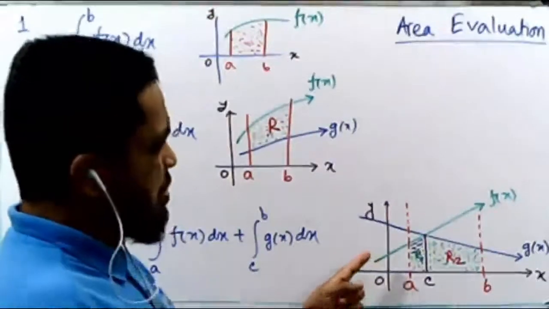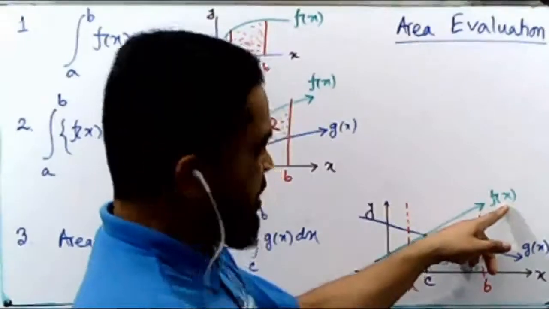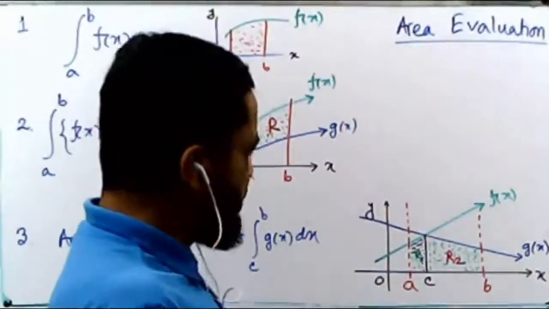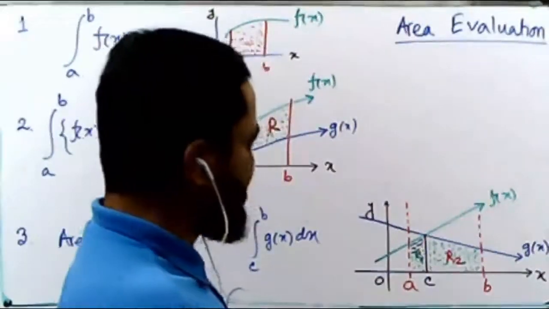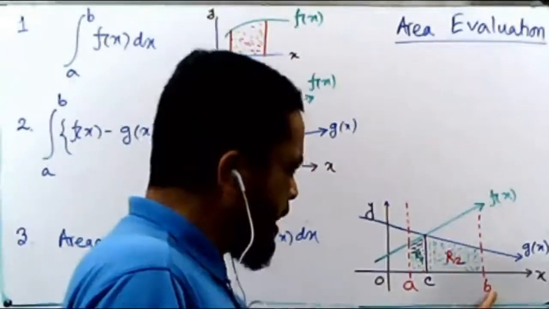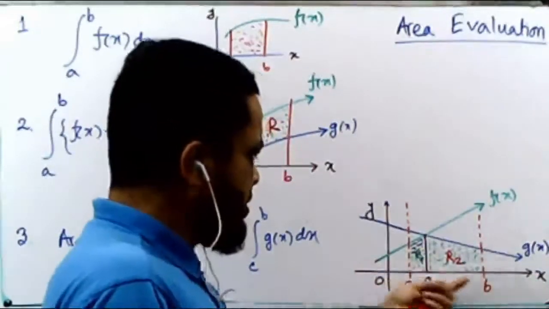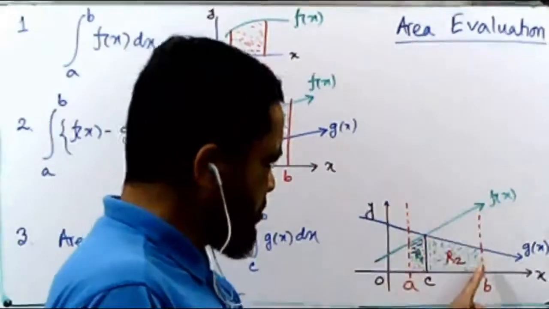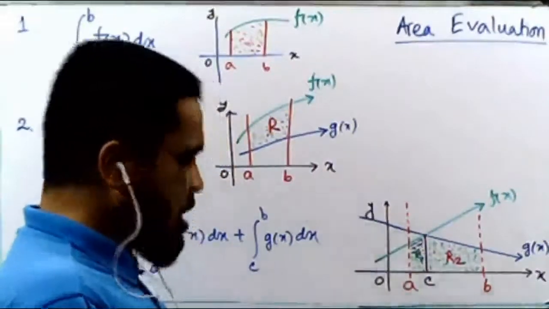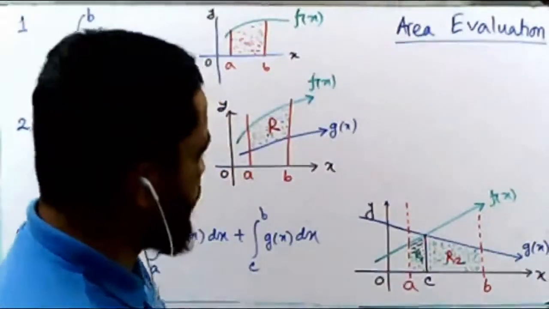Dear student, observe this. Here is a function, suppose f of x, another function, suppose g of x, bounded by another three lines. One is x equals to a line, another one is x equals to b line, and last one is x-axis. x-axis, x equals to a, x equals to b, এই লাইনস গুলো দ্বারা গ্রাফটুকু আবদ্ধ। তাহলে এই অবস্থায় এরিয়া ক্যালকুলেশনটা কেমন হবে?